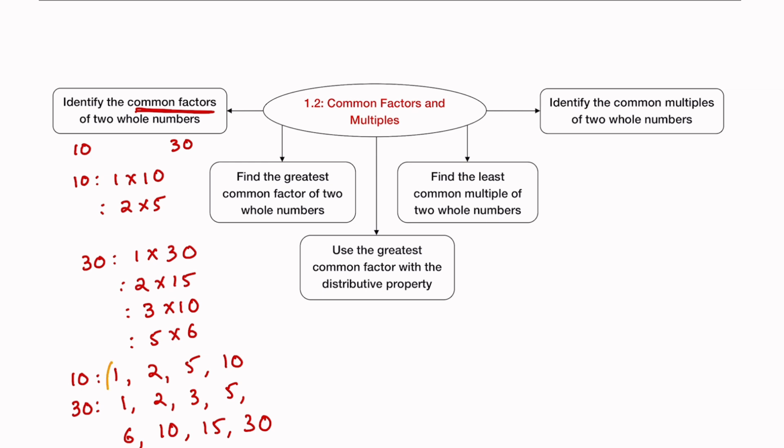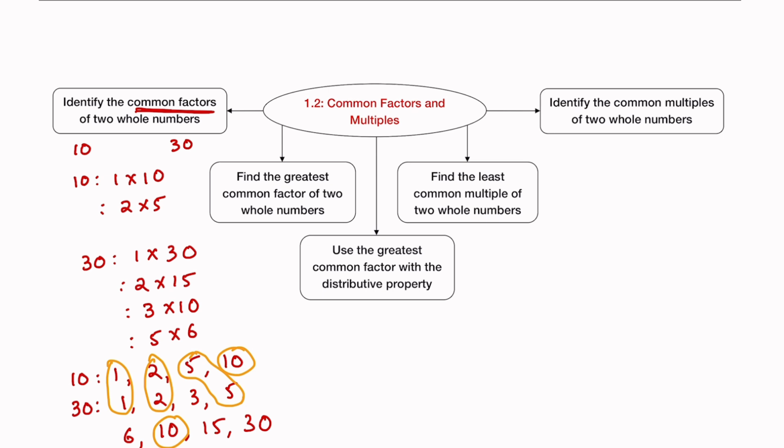So if you look here, 1 and 1 is common in both. 2 and 2 is common. Now 30 has 3 but 10 does not. So it's not a common factor. 5 and 5, common factor. 10 and 10, common factor. Right? So what are the common factors here? So the common factors are 1, 2, 5 and 10.